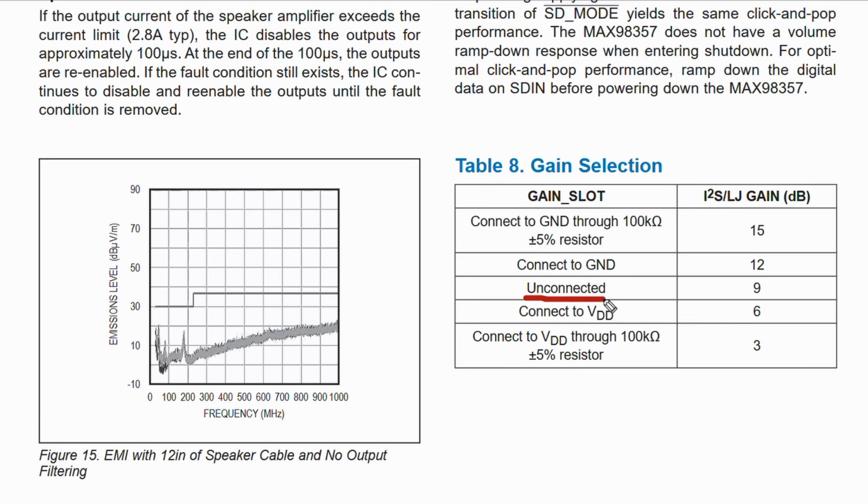Finally, gain selection. If the pin is floating, we get around 9 dB. If it's connected to ground, 12 dB. And if it's connected to VDD, then we get 6 dB of gain. And using resistor configurations, you can reach up to a max of around 15 dB of gain.